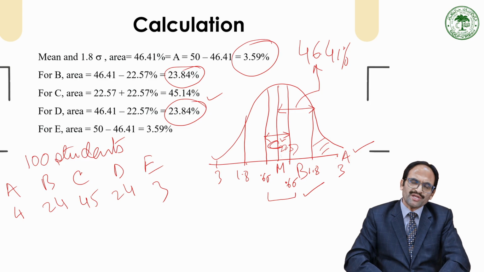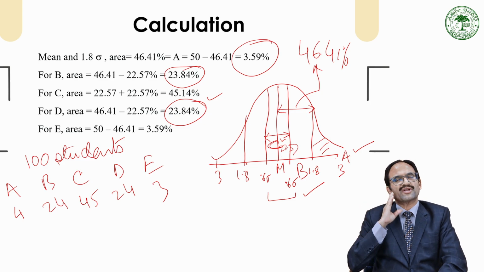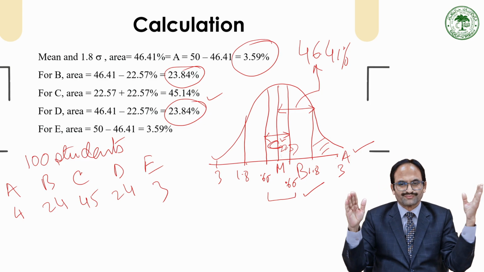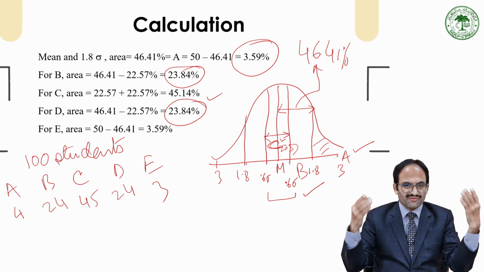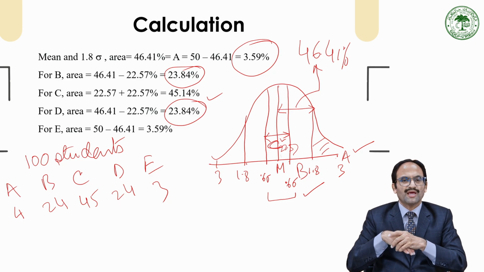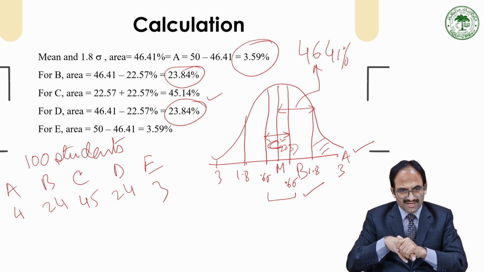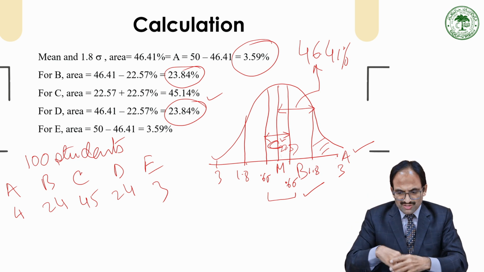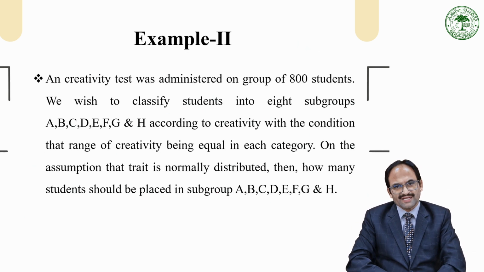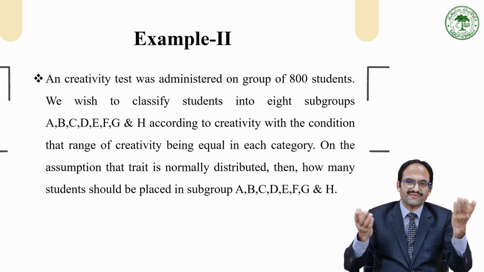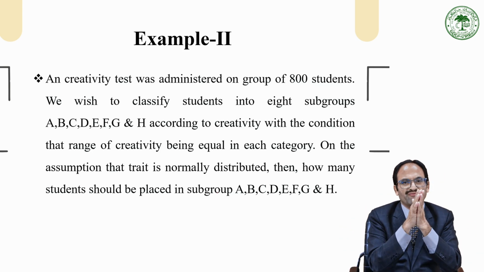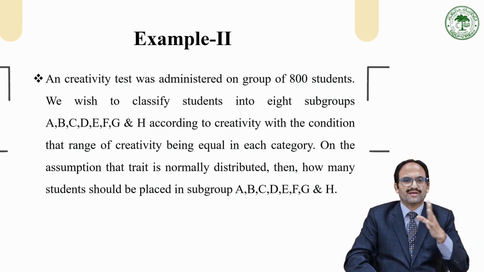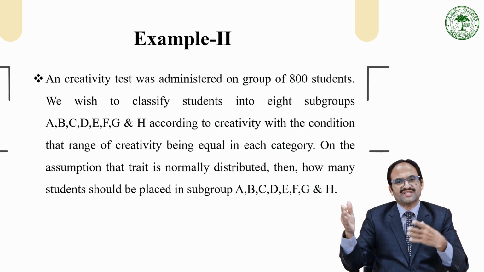This is a very unique use of the normal probability curve, in which a particular group is required to be classified into various subgroups based on equal ability, based on normality, and you can do that. So, let us proceed to another problem, and again this is a very interesting case, and in the same way as you have done in the previous problem, you can go ahead with this problem.